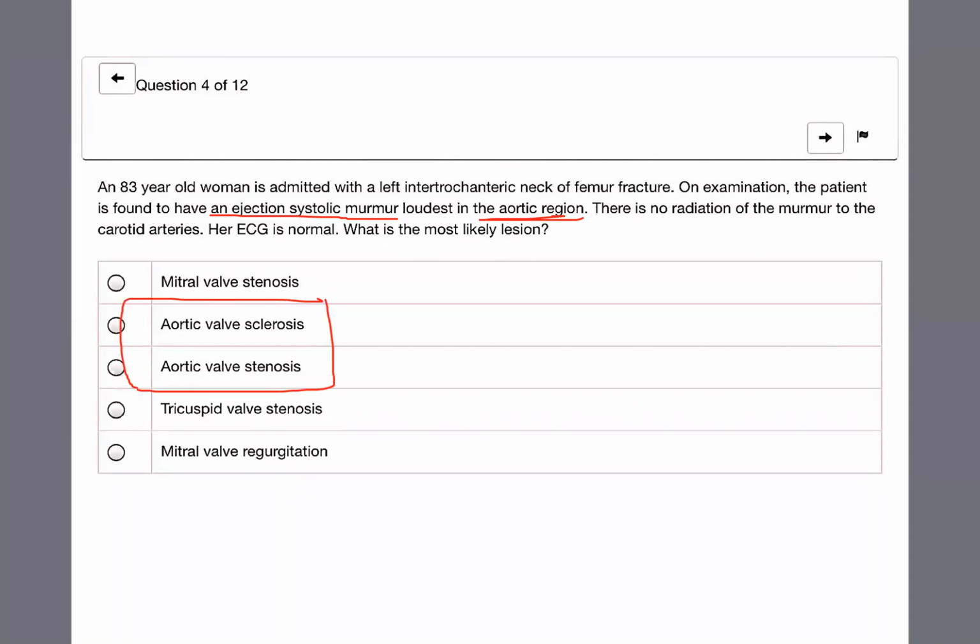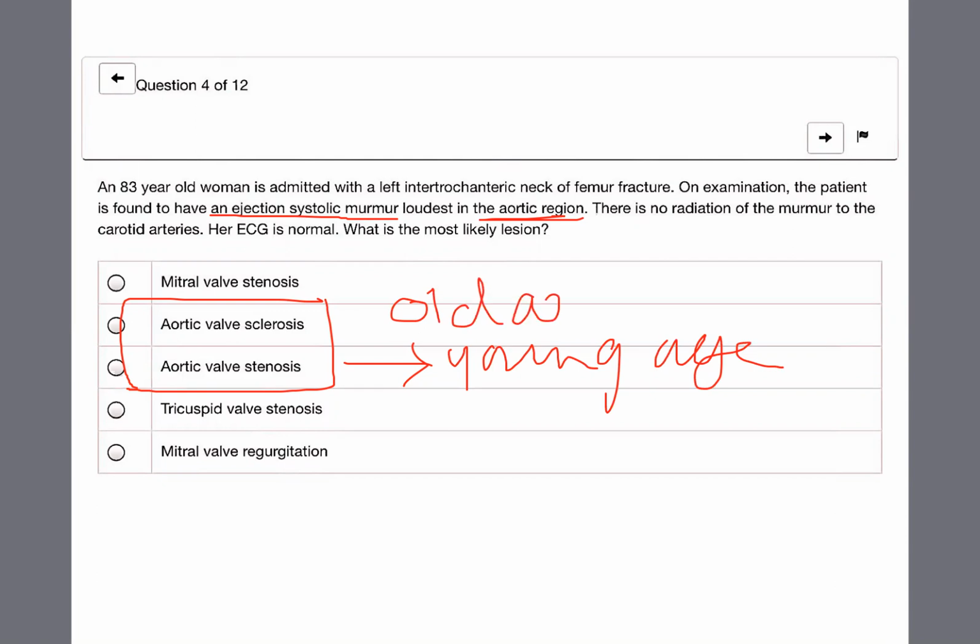So it is ejection systolic, it is aortic valve sclerosis. Sclerosis because there's no radiation. Another cause is aortic valve stenosis, but with radiation. Okay, keep this in mind for part 2.